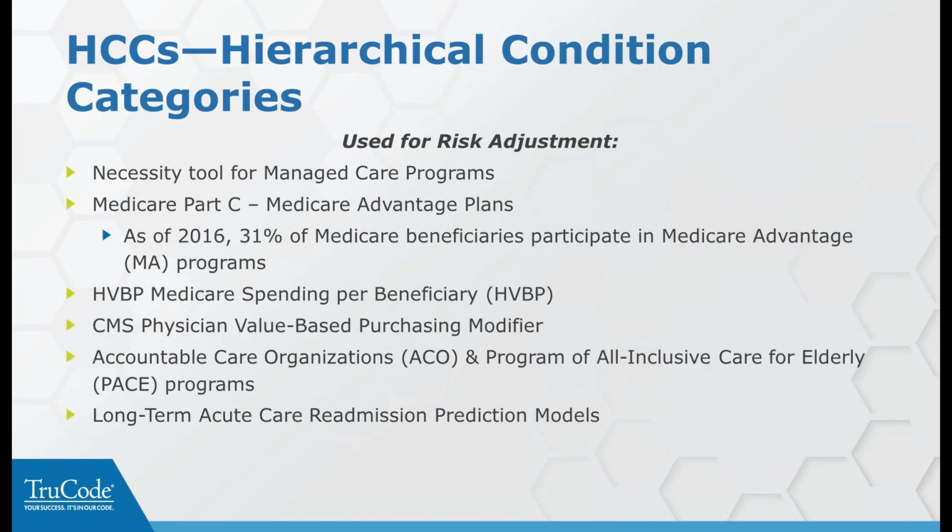Now let's talk about HCCs for a minute. Those are hierarchical condition categories that are used for risk adjustment in those managed care programs or those Medicare Advantage programs that I mentioned on the previous slide. As of 2016, there are 31% of Medicare beneficiaries that are participating in Medicare Advantage programs. In addition to that, risk adjustment is also used for the Medicare Spending Per Beneficiary program. It is also involved in the physician value-based purchasing modifier that has been implemented over the last couple of years.